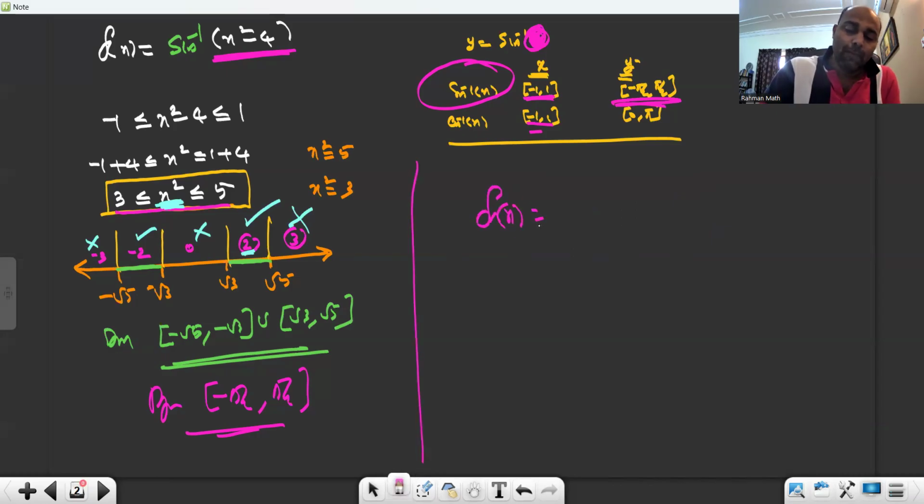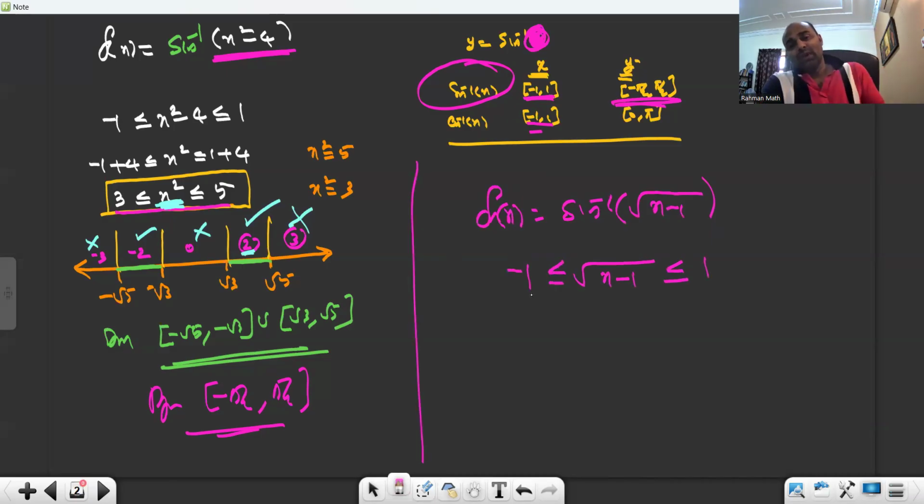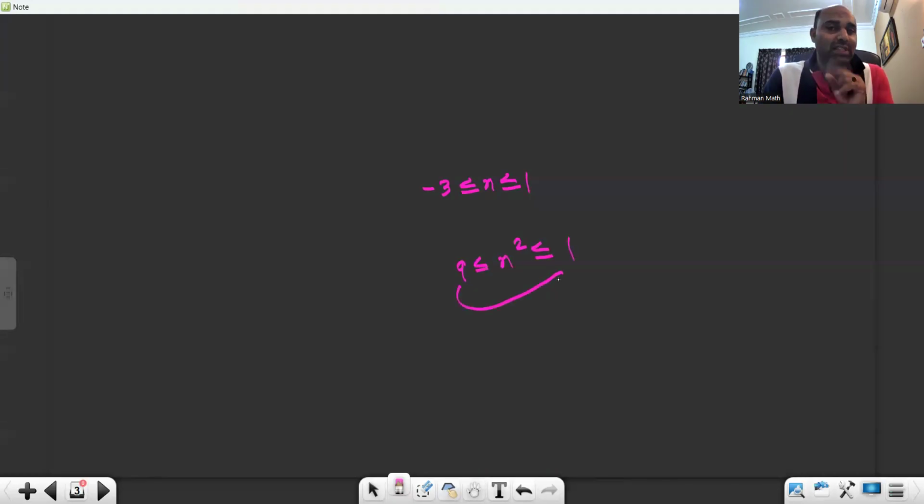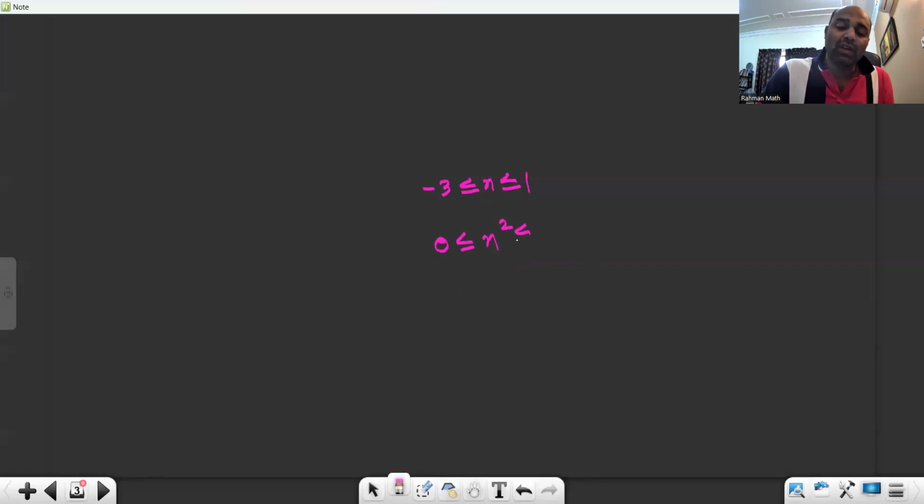F of x equal to sine inverse of root of x minus 1. So we know that root of x minus 1 lies between this and this. Here another problem is that when we are squaring, I told you many times about this; in vectors also I told you the same concept. Suppose minus 3 less than or equal to x less than or equal to 1. When you square, you cannot directly square, because 9 is not less than 1. This is wrong. So whenever you are squaring, you have to start from 0: 0 less than or equal to x square less than the bigger value.